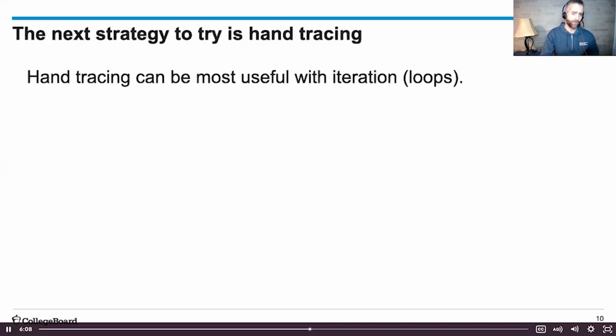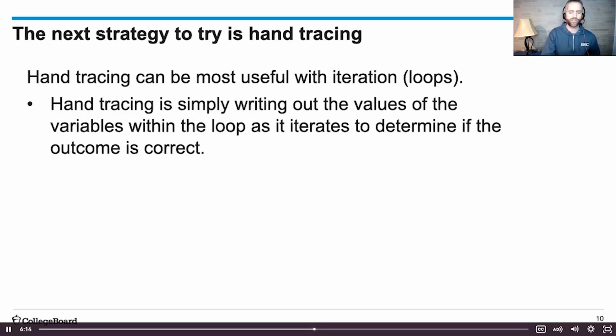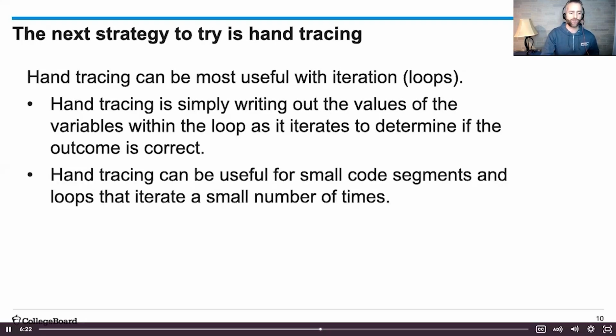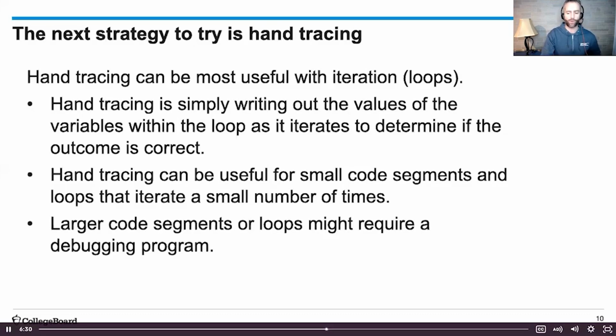Now, here's another example, hand tracing. Hand tracing can be most useful with iteration or with loops. All right, so hand tracing is simply writing out the values of the variables within the loop as it iterates, as it goes from one turn to the next, to determine if the outcome is correct. Hand tracing can be useful for small code segments and loops that iterate a small number of times. Larger code segments or loops might require something called a debugging program.